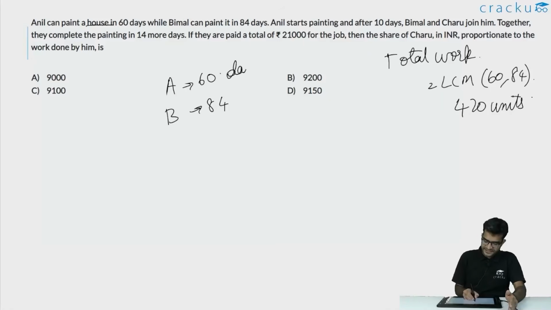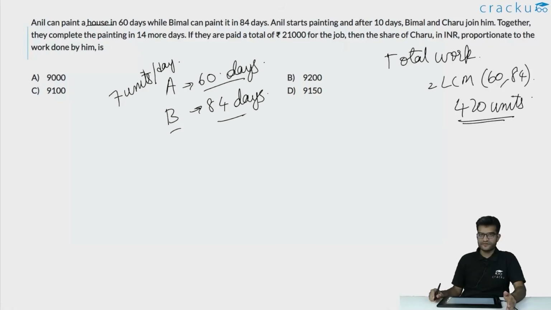Anil completes it in 60 days. Bimal will complete it in 84 days. So in 60 days, Anil will do 420 units of work. So in one day, he does 7 units of work. Similarly, Bimal takes 84 days to complete 420 units of work. So in one day, he does 5 units of work.